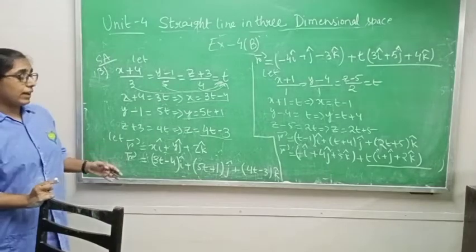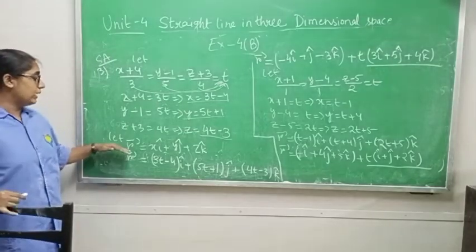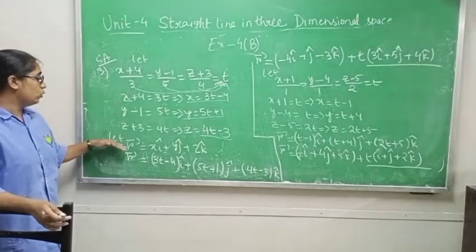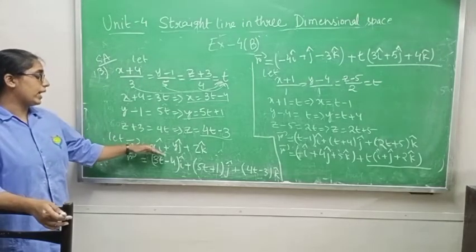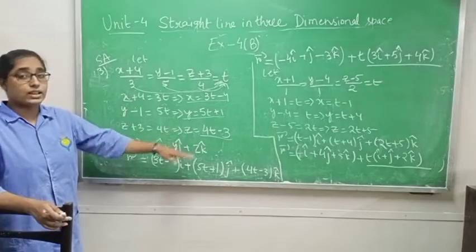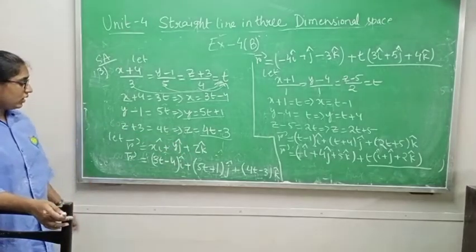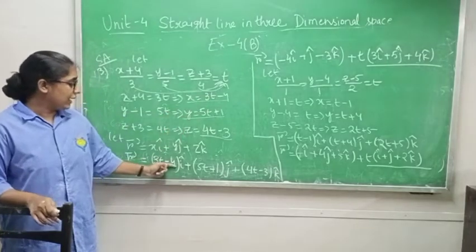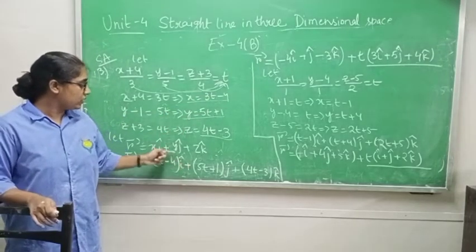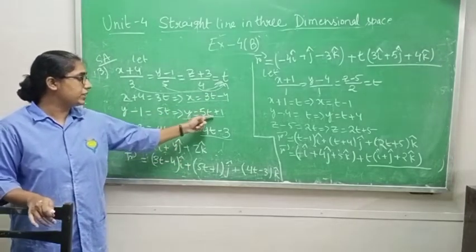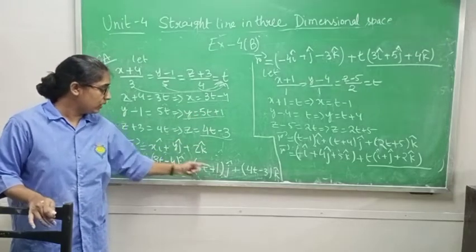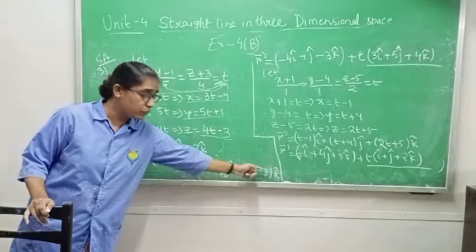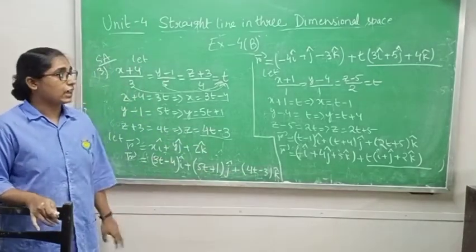Now, I told you, if you want to find the vector form of this, let r vector equal x i cap plus y j cap plus z k cap. So in place of x you will write 3t − 4, then i cap plus, in place of y you will write 5t + 1, then j cap plus, the z value is 4t − 3, so you will write 4t − 3 and k cap together.